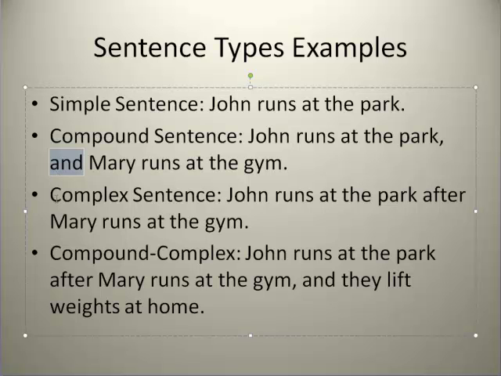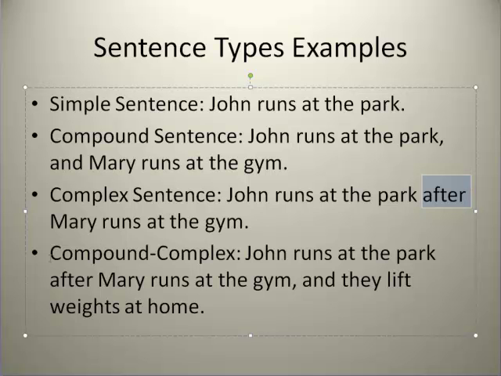For the complex sentence, we have the same basic subject-verb relationship to start our sentence, John runs, and we have a second clause. We see we have Mary runs, but notice this time instead of a coordinating conjunction we have a subordinating conjunction, the word after. So the clause following a subordinating conjunction will always be a dependent clause. This gives us 1 independent clause and 1 dependent clause for a complex sentence.